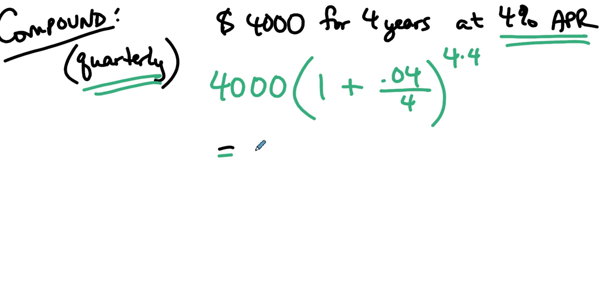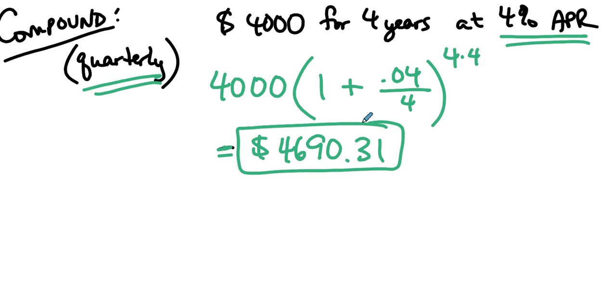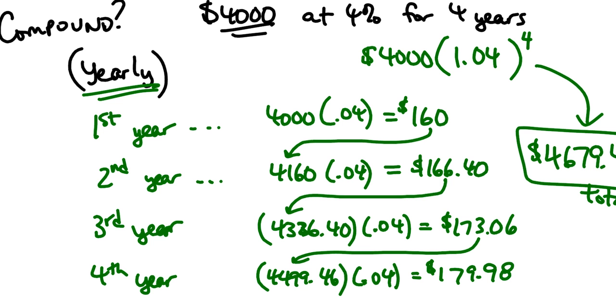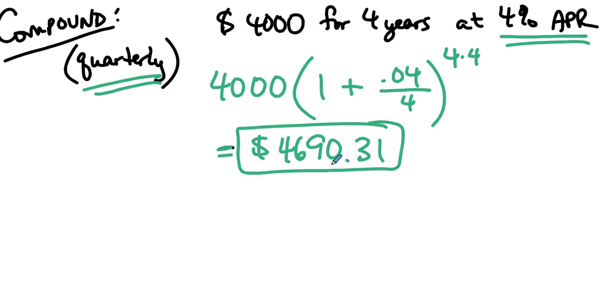Now that gives us slightly more money. That gives us $4,690.31. Slightly more money. In the compounding yearly, we had $4,679.44. So we make about 11 extra dollars by compounding quarterly. And that's what most banks and credit unions do.